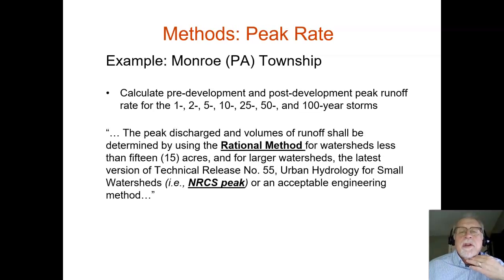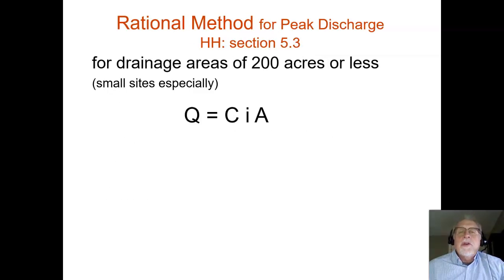So the rational method again is used for the peak rate, and this is from, you can find, I recommend the Highway Hydrology Manual. I've mentioned this before as a reference if you want it. This is generally used for drainage areas of 200 acres or less, small sites especially. So in the Monroe Township, again, which I think is probably the same as all of Pennsylvania, it's 15 acres or less. You use the rational method.